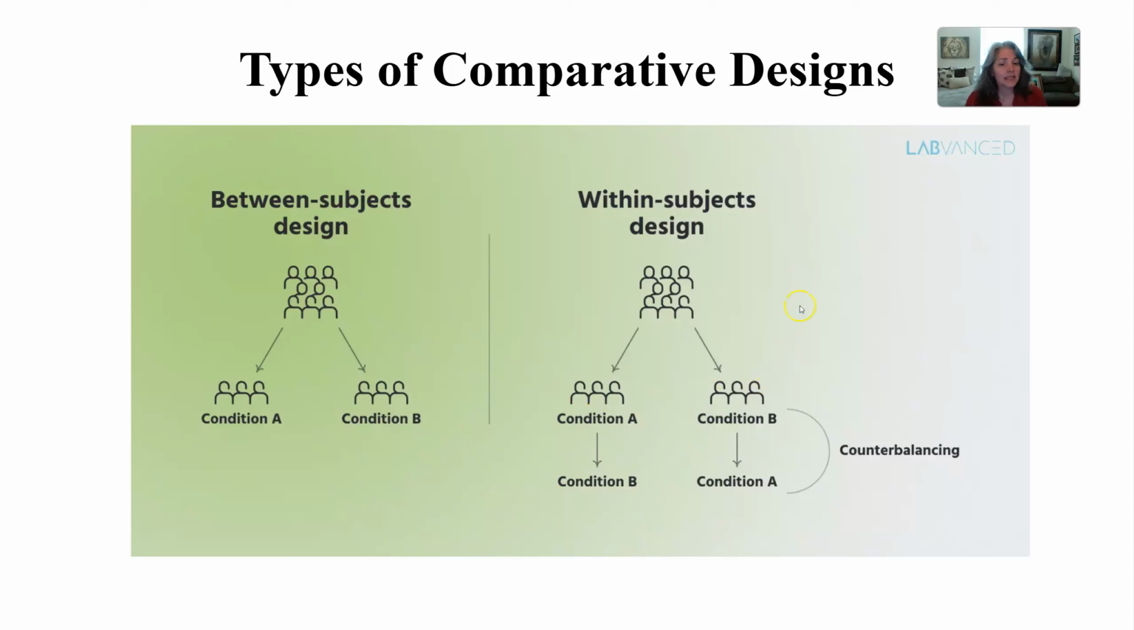Within subjects designs can be really powerful because I'm controlling for participant factors, right? Even in a non-experimental study, that's really valuable. However, the problem is these order effects, and I have to add an extra layer of complexity and counterbalance to try to control for those order effects.